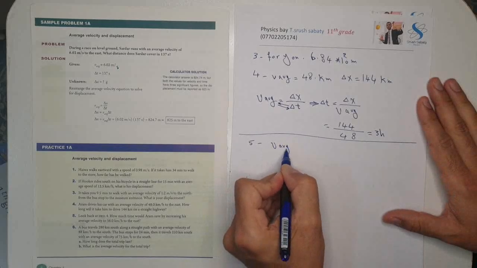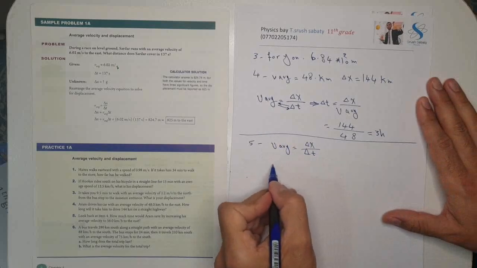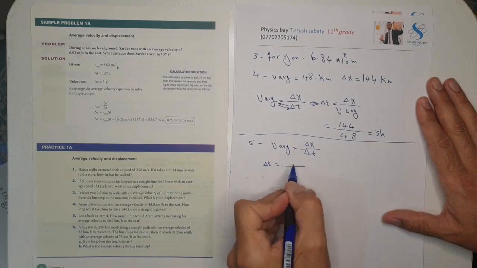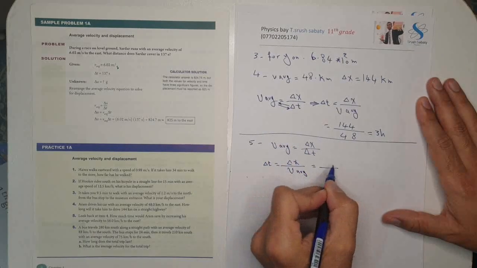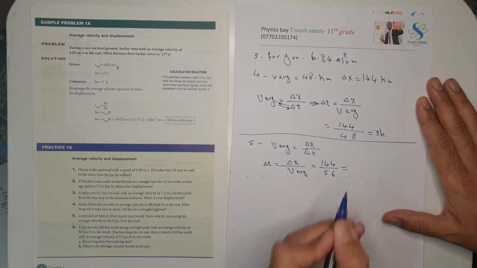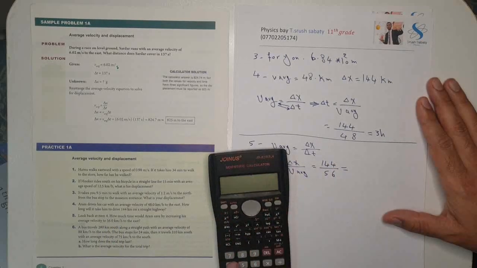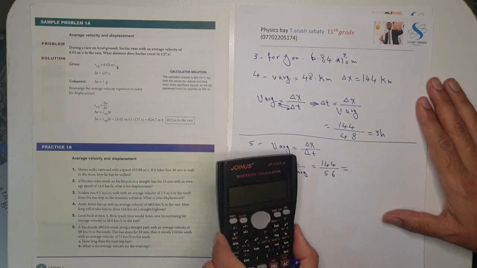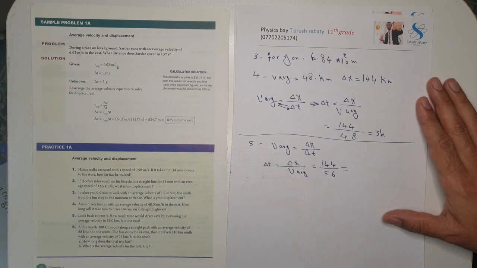V average equal to delta x divided by delta t. From here, delta t is equal to delta x divided by V average. The delta x is the same as before, but the V average changes to 56. So the result will be 144 divided by 56. The result will be 2.571.